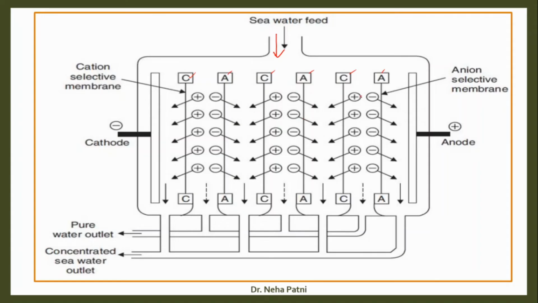So all cations will be able to pass through this membrane, but not able to pass through it. So this way cations will be segregated. Now anions will start moving towards the anode. So what happens is, an anion of this compartment can go here, but it will not be allowed to pass, so it will remain here. Similarly, anions of this compartment can go here, but will not be allowed from this compartment.